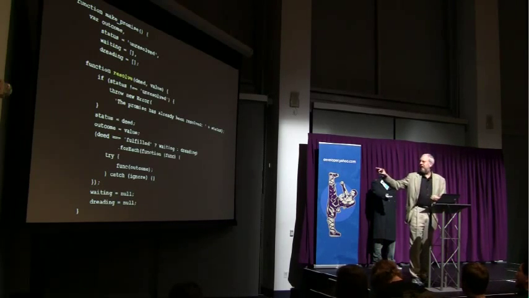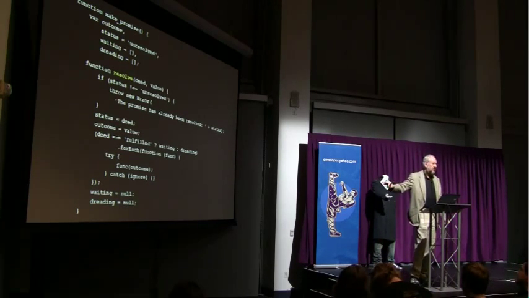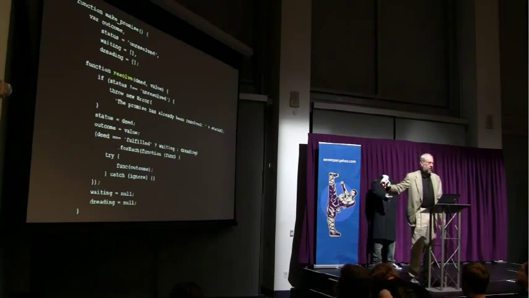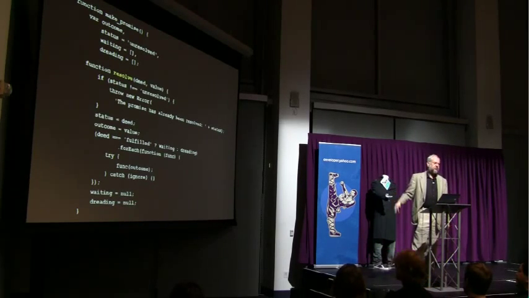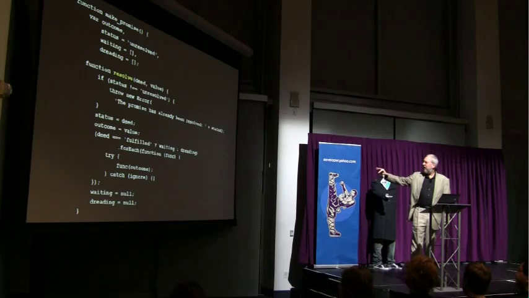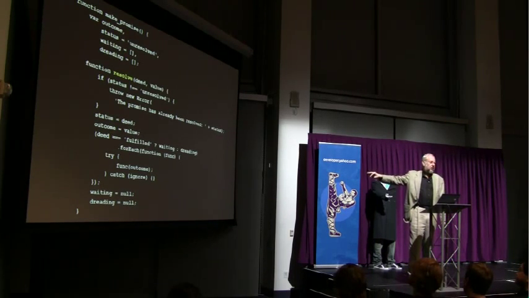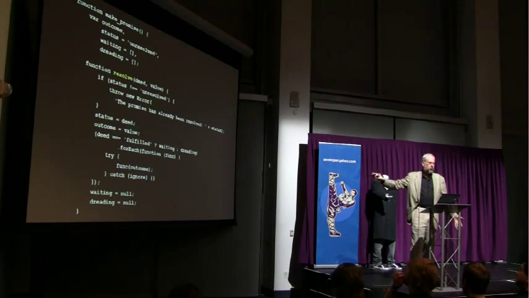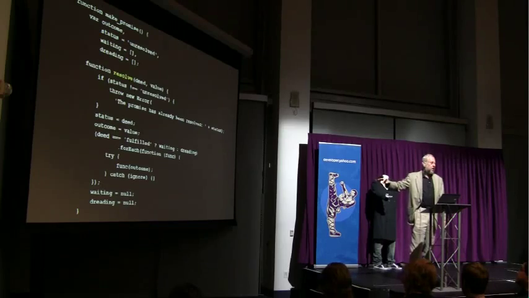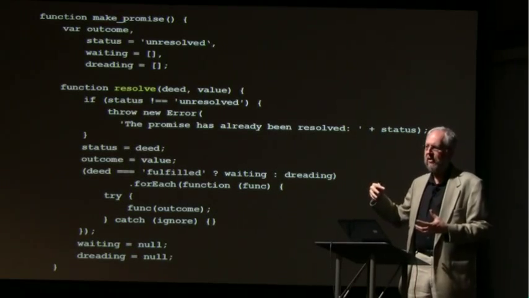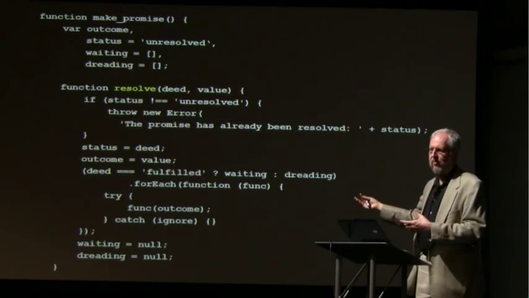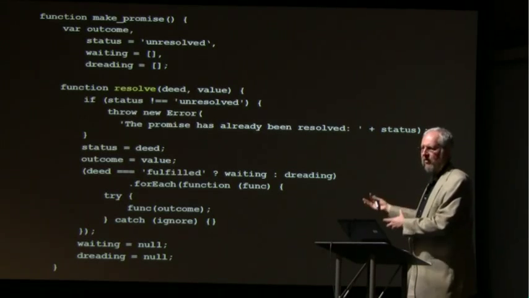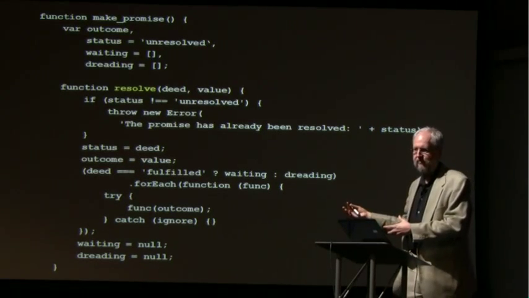Otherwise, we'll go through, using one of the nice things in ES5 now, we've got a forEach method. So we'll figure out which of those two arrays of functions we've got, and we'll say for each one of those functions, call this function. And this function will then go and call each of those with the value. And we had to wrap it in a try-catch because if any of those functions should throw, we don't want that to interfere with the other functions getting a chance to run.